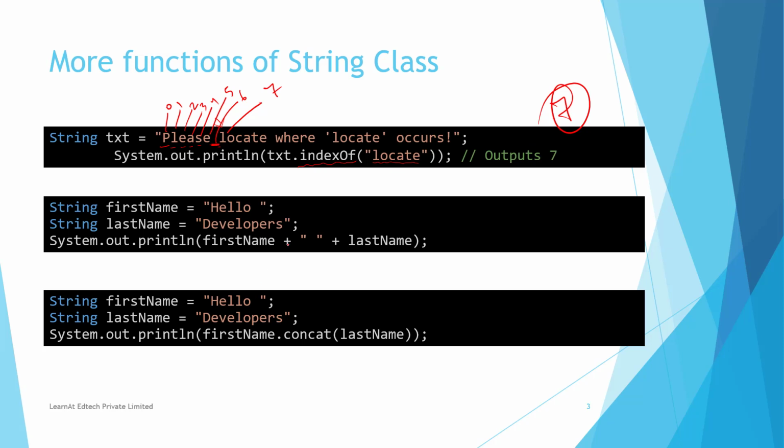So see this, where hello developer is written. First name and last name are there. I have given a space over there. Now assume there is no space. Then first name plus last name we can directly do. Now how will it print? It will print like hellodeveloper. But what we need to see is hello developer, with a space.